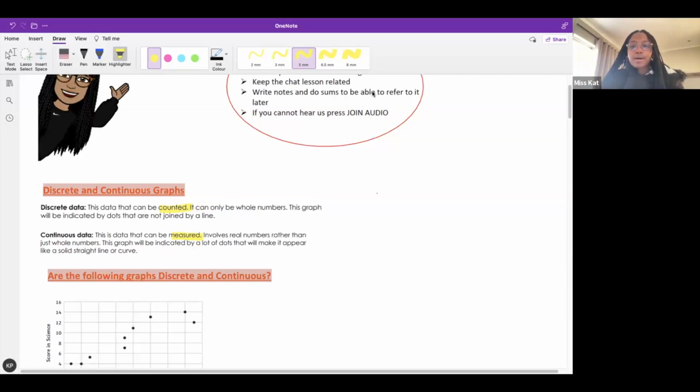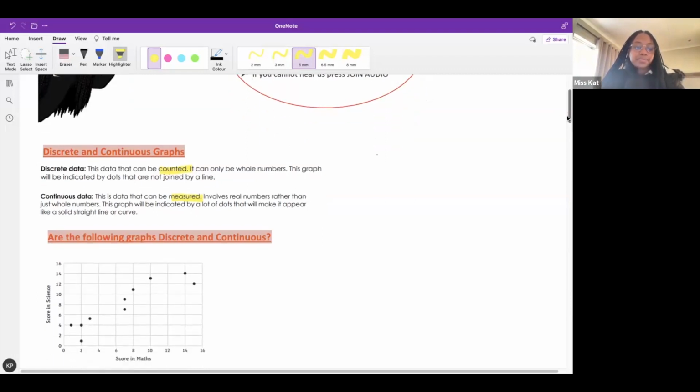Now, since we just read the definitions, let's talk about the following graphs. The first one that's up there: score in maths. This is a graph that shows the scores in maths, as well as scores of science of a bunch of grade 9 learners. I just made that up, but let's pretend it is a bunch of grade 9 learners.